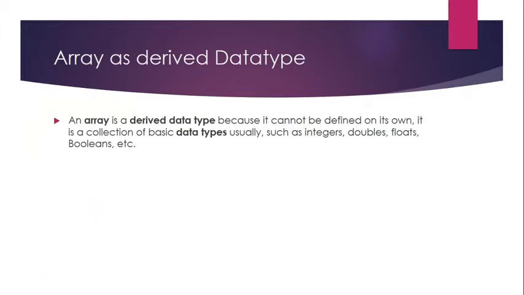Now let's understand the simplest form of a data structure, and it is the array. In many books you will find that it is a derived data type, and it truly is a derived data type because it is derived from the other primitive data types like integer, float, or character.